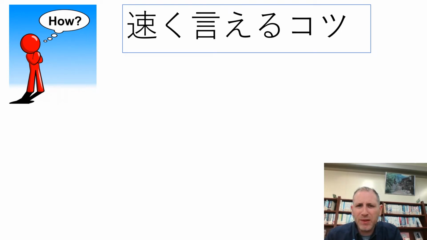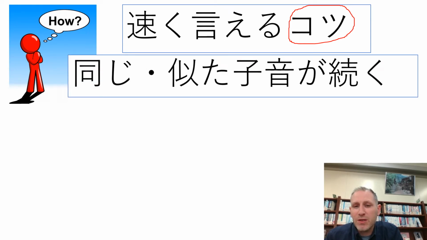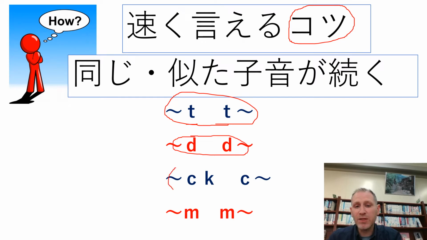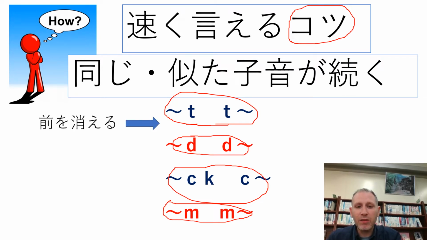So, speaking quickly hints, or kotsu in English is also called a trick. Okay, so tricks for speaking quickly. One of these is when words follow each other, but the last letter and the first letter of the next word are similar. For example, words ending in T and the next word starting in T, words ending in D starting in D, CK and the next word starting in C, or M, and so on. In this case, the final letter of the first word disappears. Actually, it becomes soft.